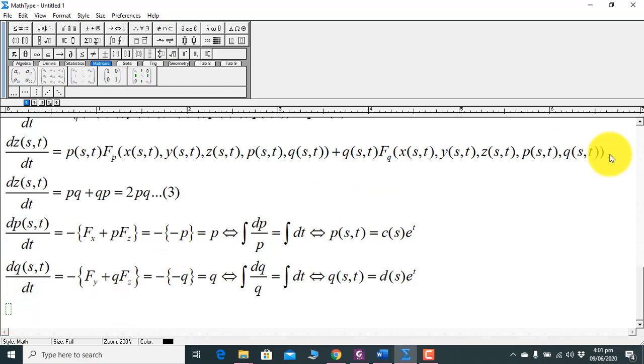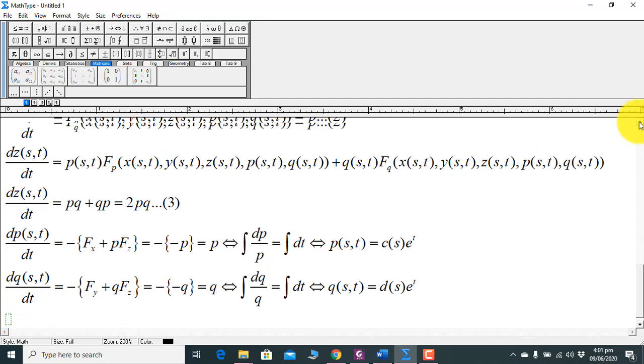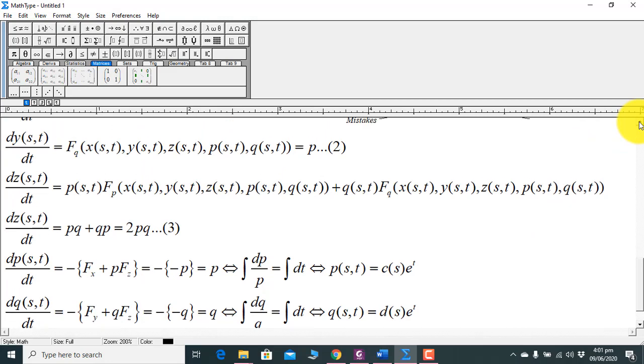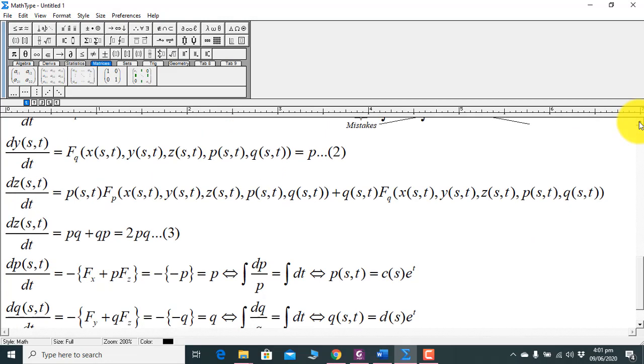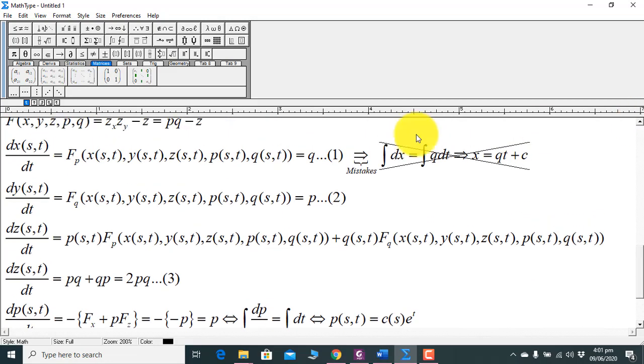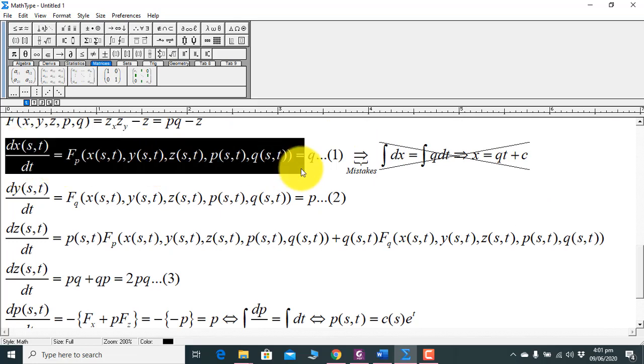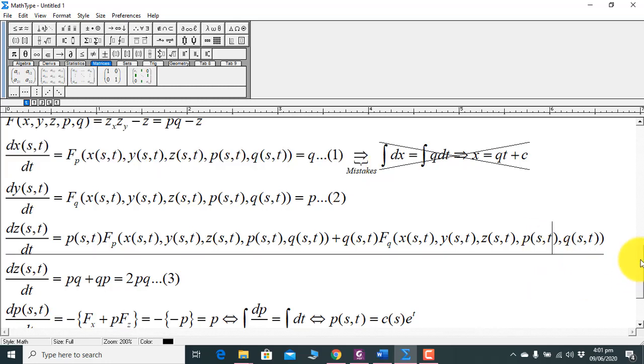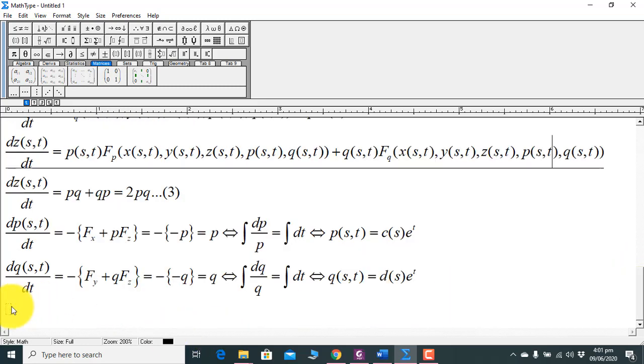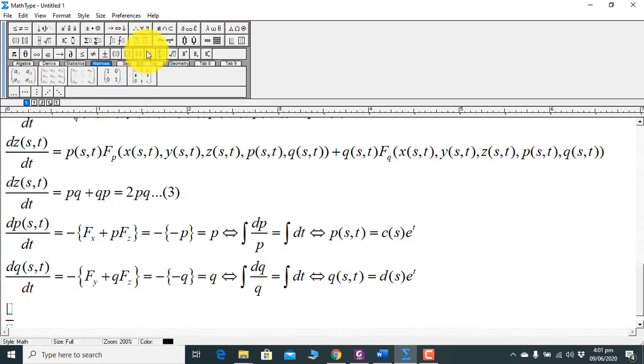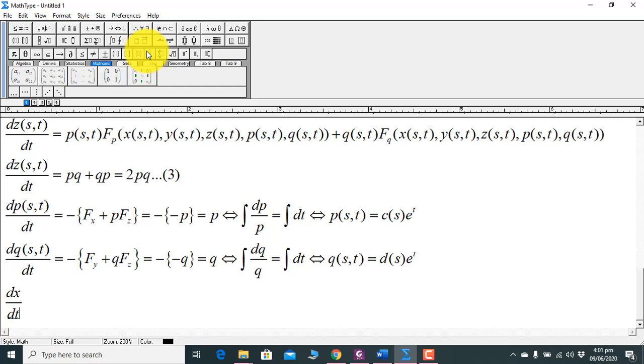Now just look back at equations which you have named 1, 2, 3. If you can put the values of p and q and find out the solution, the answer is yes, because 1 includes p and q, and 2 includes p. So you put the values and find out the answer. So indeed the answer will be dx by dt is equal to q, and the answer for q is d e to power t.